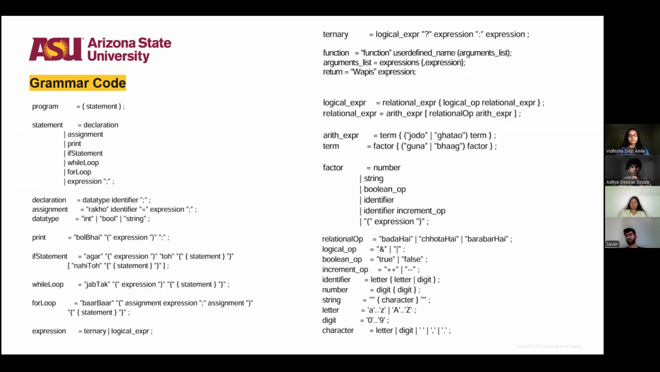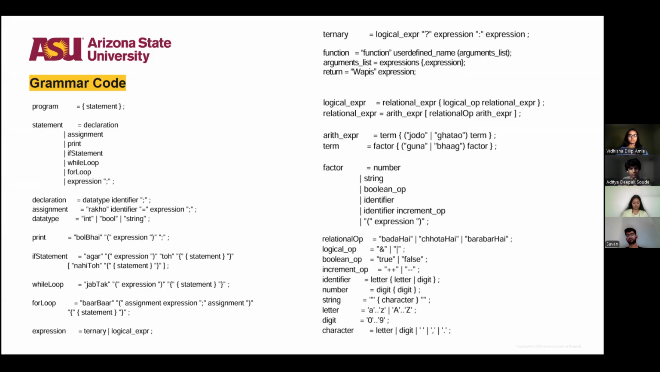Then it has relational operations, that is bada hai means greater than, chota hai means less than, and barabar hai means equals. String literals are also supported with assignment capabilities. For assignment, we have a keyword named rakho. For example, rakho x is equal to 10. That means we have assigned the value to x.